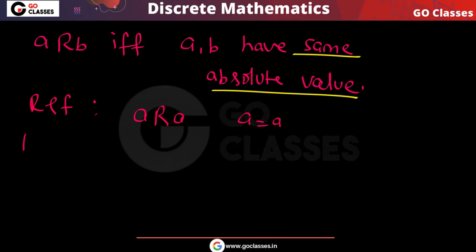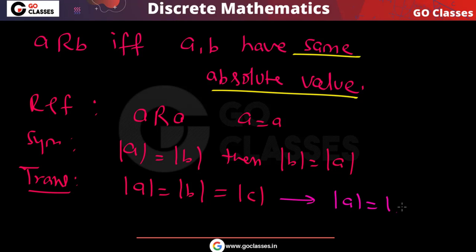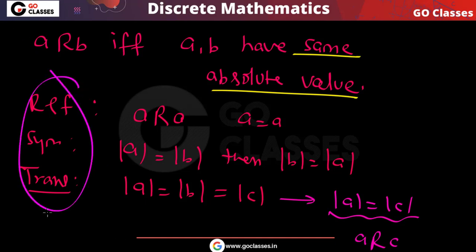Similarly, this is symmetric also. This relation is symmetric because if A comma B have the same absolute value, then definitely B comma A also have the same absolute value. This relation is transitive also because if A comma B have the same absolute value and B comma C have the same absolute value, then I can say A and C have the same absolute value. So I can say A is related to C. So this is transitive also. All these three properties are satisfied, so I can say this relation R is an equivalence relation.